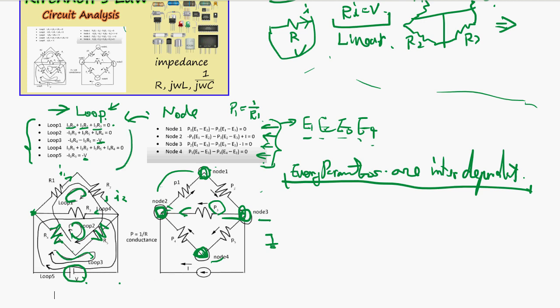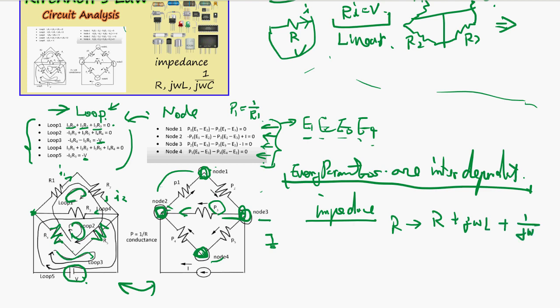Okay, now in the previous video, I talked about impedance. So using impedance, R is replaced with a generic R plus j omega L plus maybe j omega C.